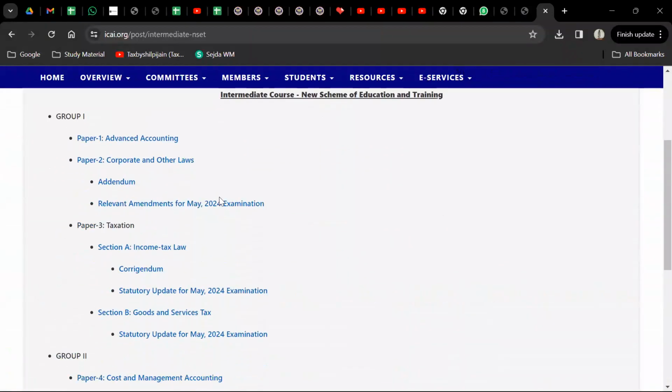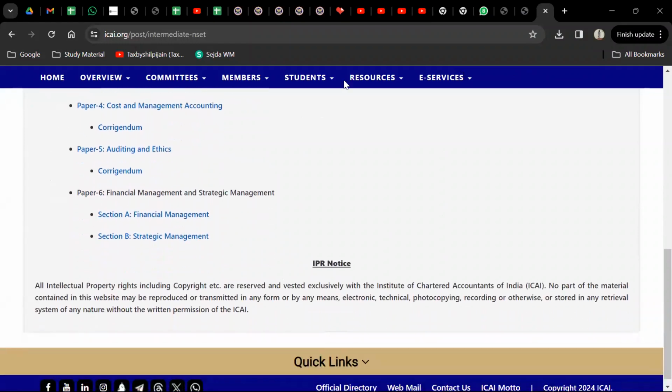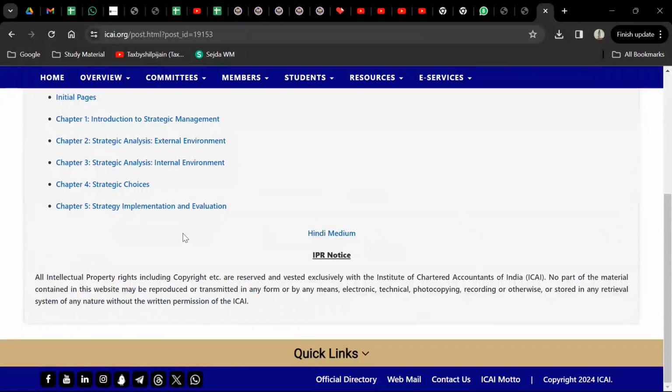Can you see this BOS portal? Here, paper 6, is that visible on screen, everyone? Quickly tell me. Right. So here, if you check this module, Section A is for financial management. Section B is for strategic management. Now come to Section B. Here you can see in Section B, only 5 chapters are there.